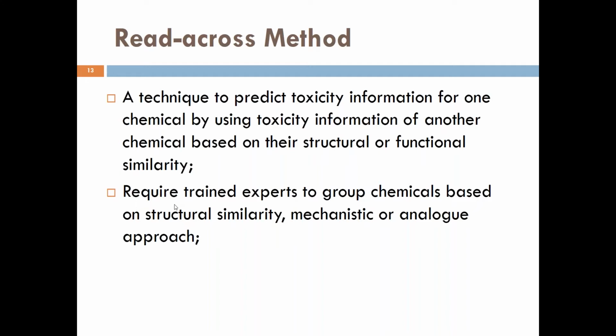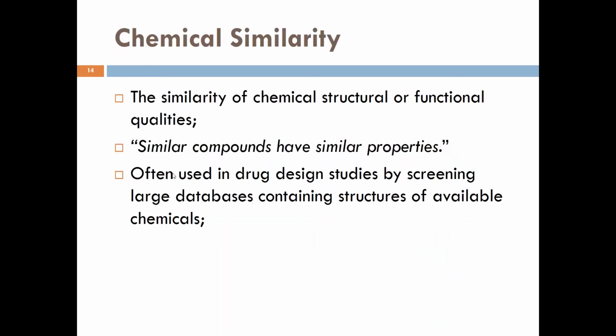It is a technique to predict toxicity information for one chemical by using toxicity information of another chemical based on their structural or functional similarity. It requires trained experts to group chemicals based on structural similarity, mechanistic, or analogous approach. So in our case, basically, we use the structural similarity module that calculates the chemical structural similarities of multiple chemicals, or you can make an expert judgment, whichever is preferred.